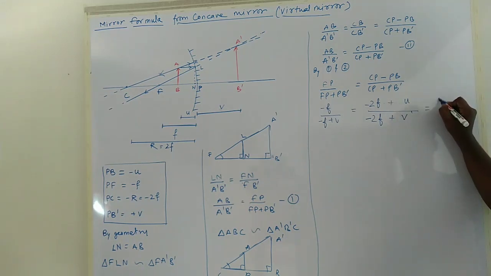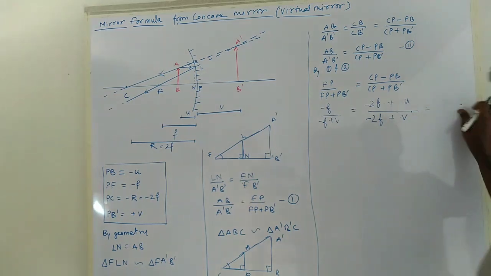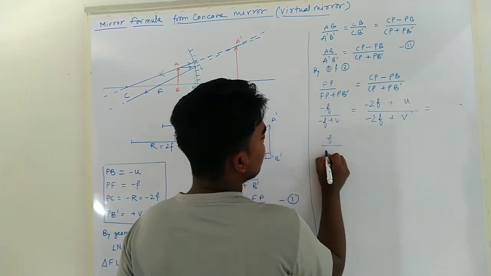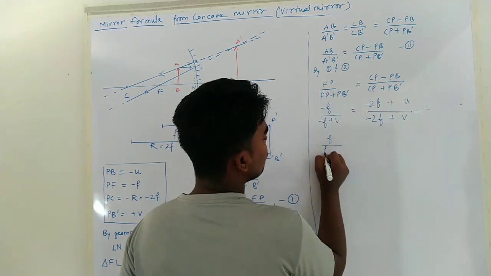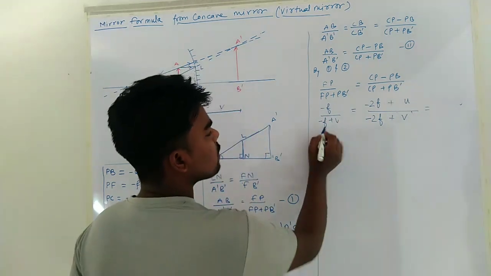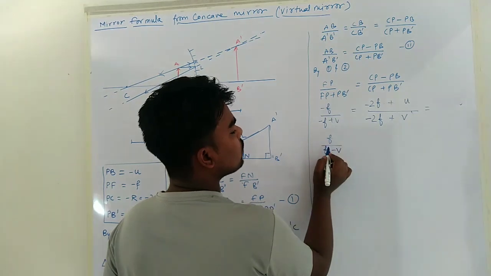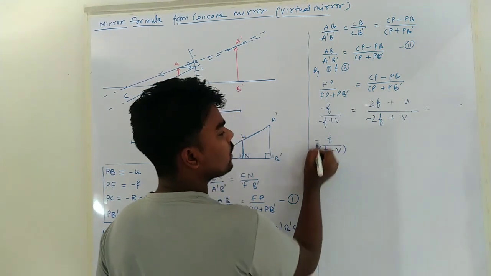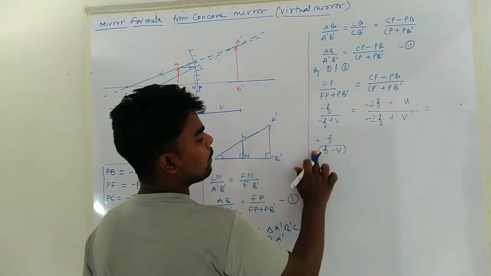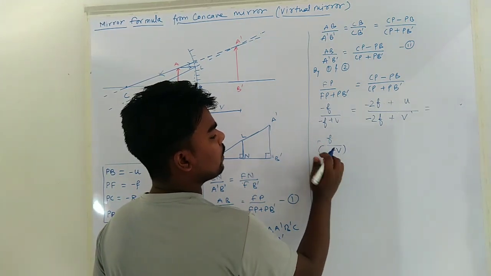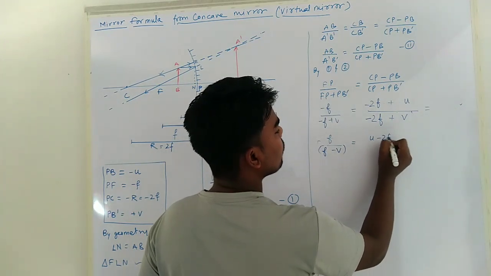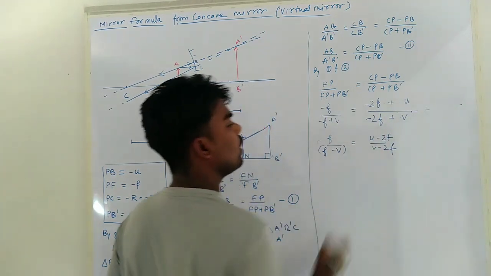So this will become U minus 2F, or let it be like this only. If you take the minus out of the denominator and cancel, you can write it F minus V. If you take the common minus out, what will happen? The minus will come out, and then minus minus will cancel each other, so we have cancelled that. So F minus V is equal to, you can write, 2U minus 2F over V minus 2F.